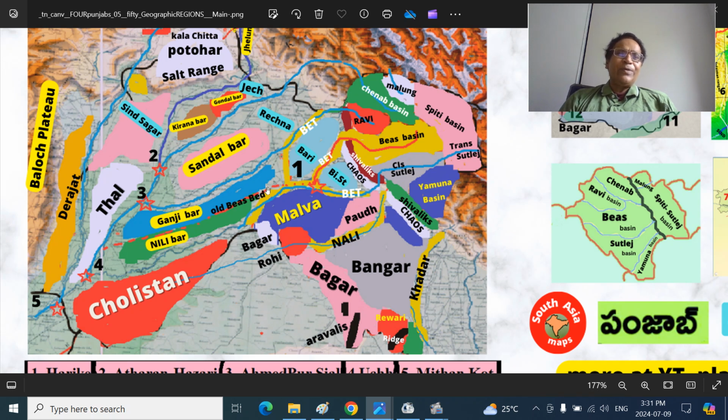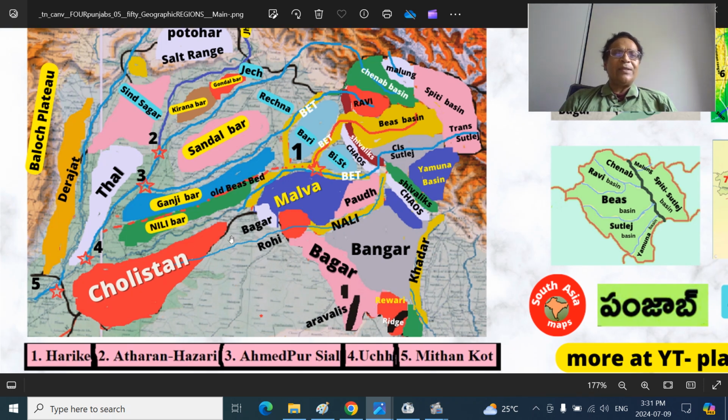So Beas River, if you take the boundary, the north part is a bar called Ganji Bar and the south part is the Nili Bar. The famous milk cattle Nili breed is domesticated in this region. Nili Ravi breed, Nili Bar. South of Satluj is the Bahawalpur princely state, called Cholistan Desert area.